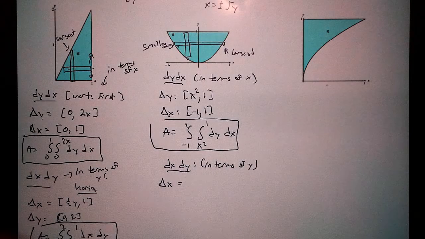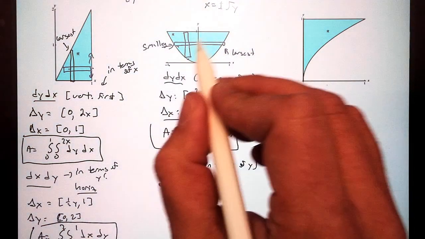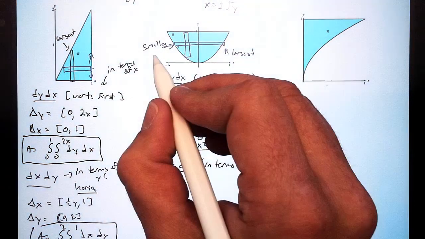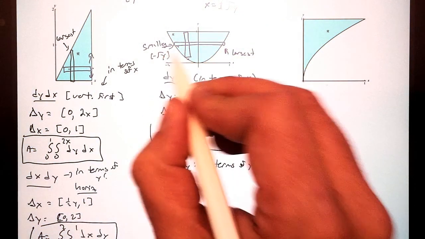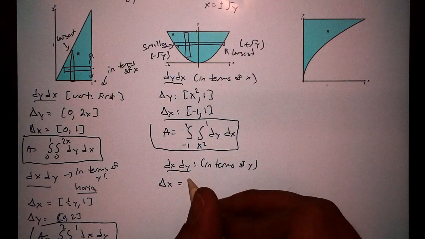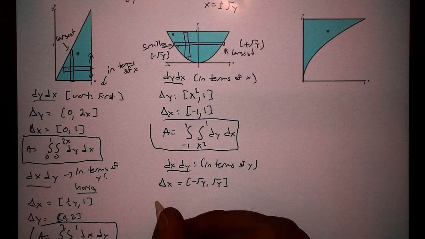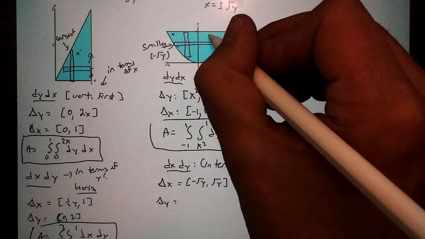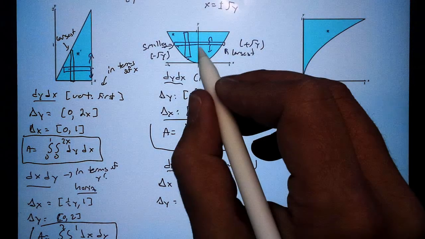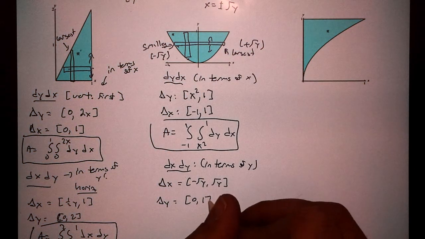Now you can use symmetry on this one if you wanted to. So my smallest y value is going to be the negative square root of y. And the largest will be the positive root y. So we would go from negative root y to positive root y. And then the y values, we're going to slide this up and down now. The smallest y value for that rectangle will be 0. And the largest will be 1.